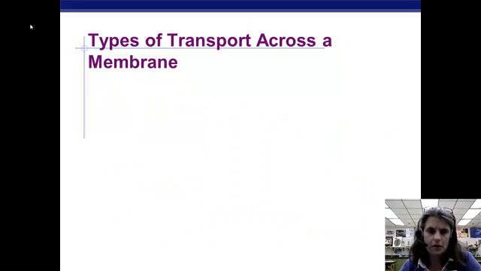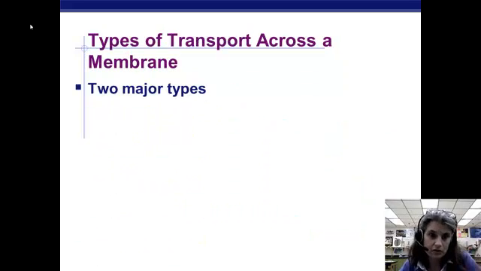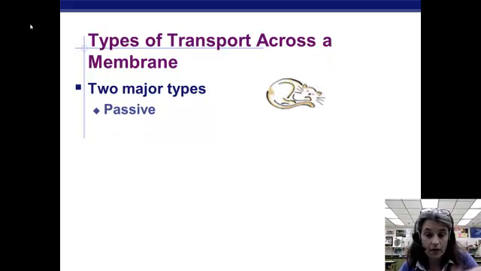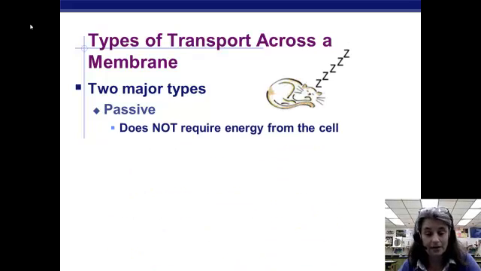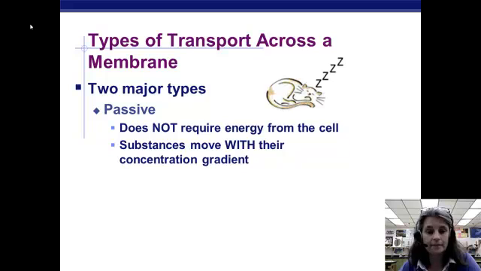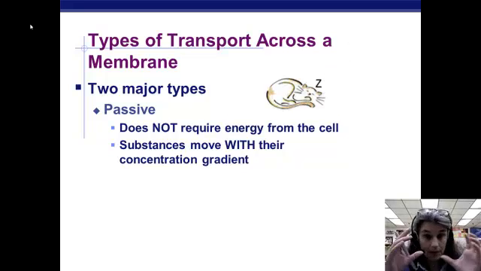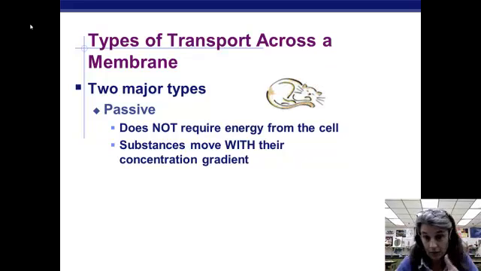Okay? So that said, there are two basic types of transport across a cell membrane. One of them is passive, and that means the cell basically has to do nothing. This kind of movement is just going to happen whether the cell is doing anything or not. So no energy is required. Basically, all the cell has to provide is little openings, little windows, in order to allow this kind of movement to occur. Okay?